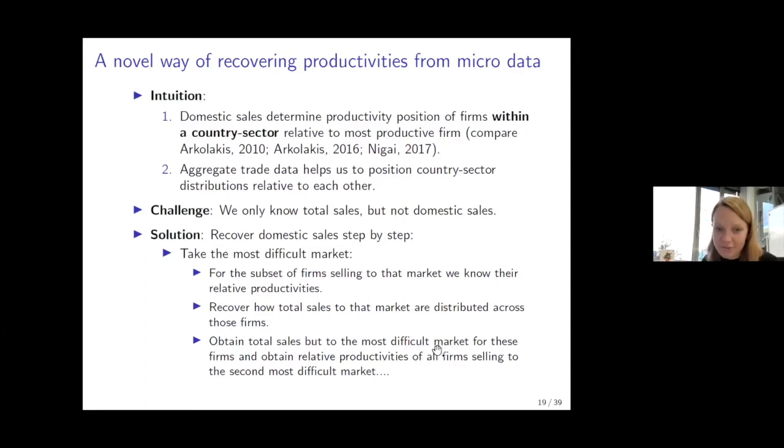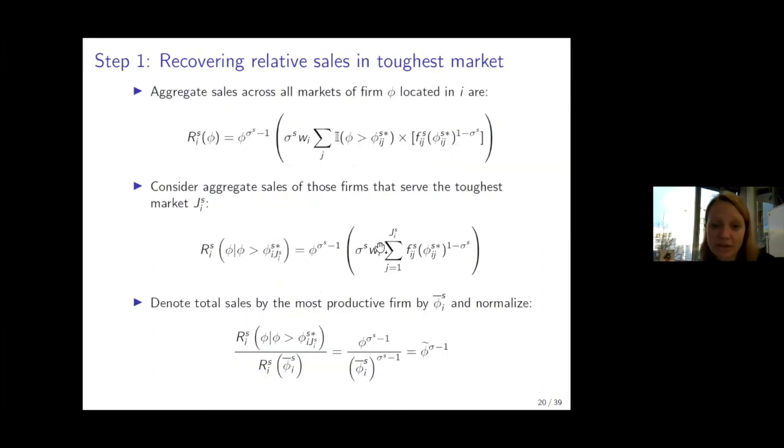Now, in the last step, what we have to do is use aggregate trade data to position the country-sector distributions relative to each other. So let me show this here. Here we see the intuition that I just described. This is the total sales of a given firm with productivity phi. This is how they look.